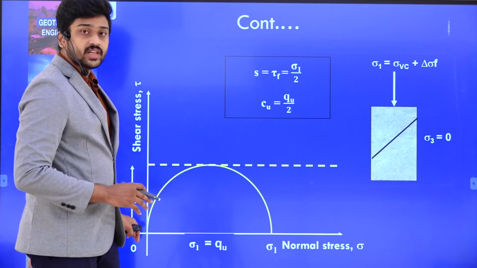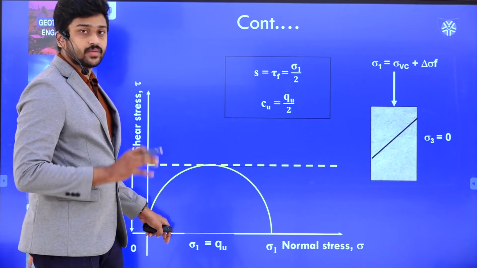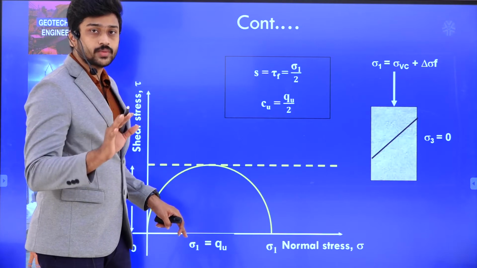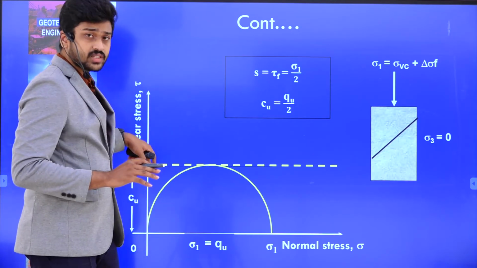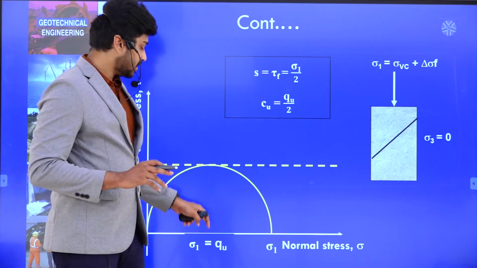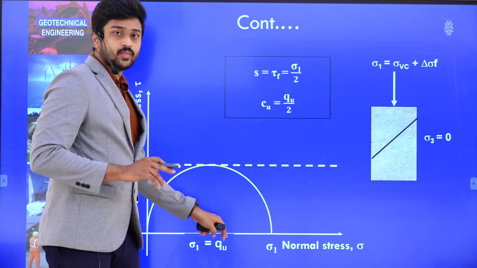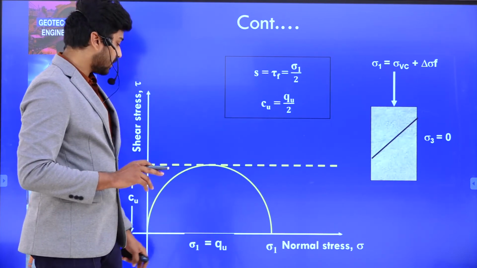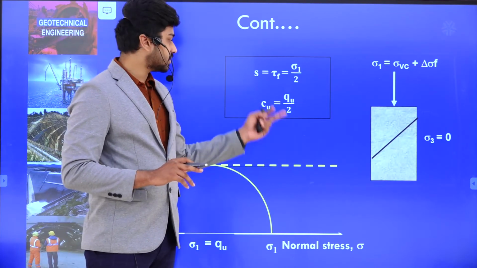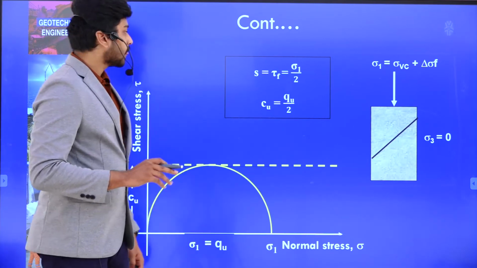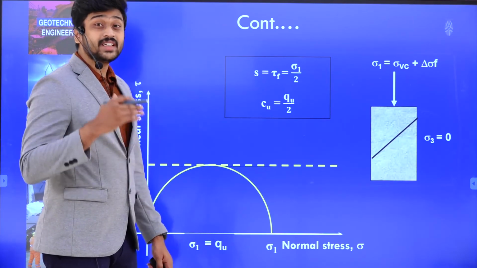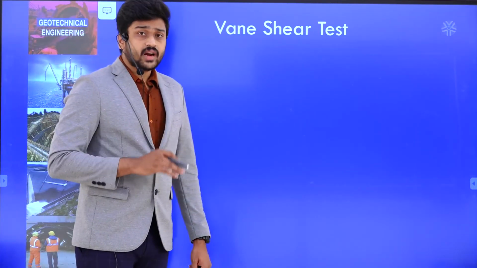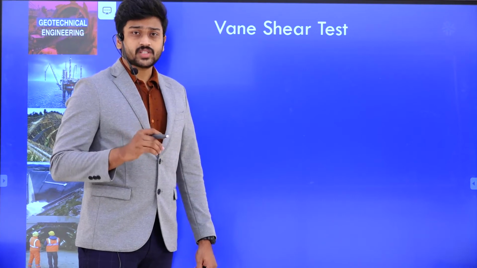Similarly, if you look here, Cu is the cohesion intercept. For the time being, we have given Cu because it is unconsolidated undrained. C is the cohesion intercept. So what is Cu? It is the radius of this particular Mohr circle only. That is why Cu is equal to Qu by 2. If sigma 1 is Qu, then it is given by Qu by 2. In that way, we have to determine the shear stress. So that is regarding the unconfined compression strength test.